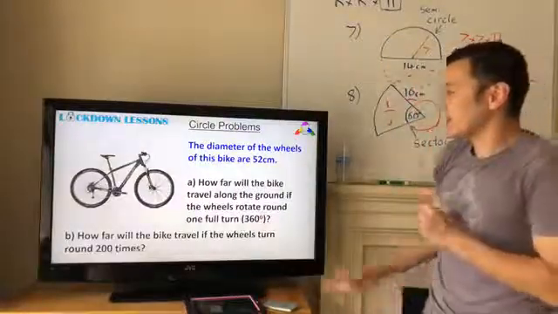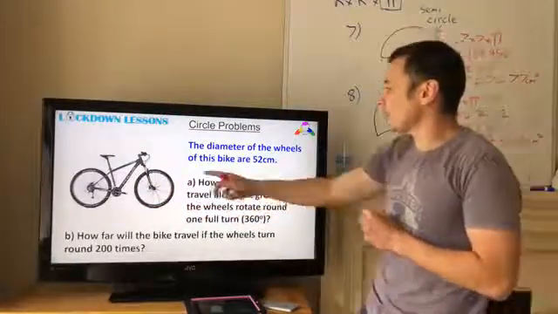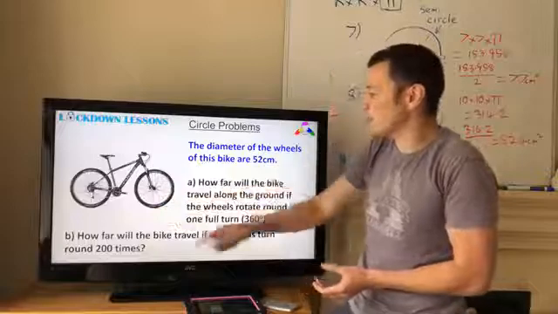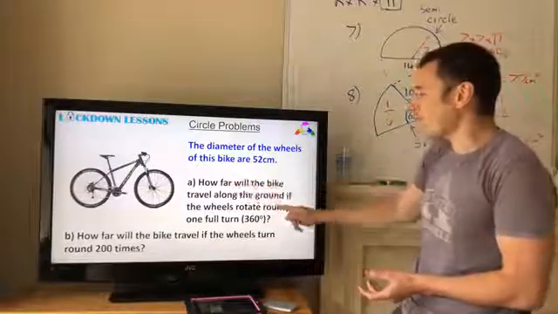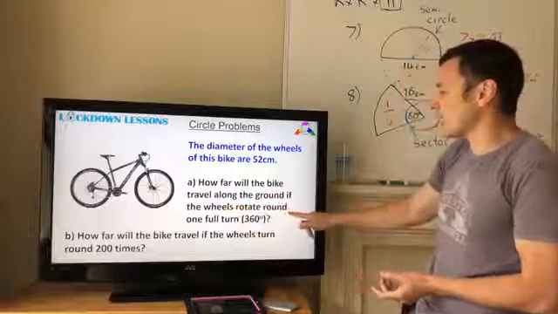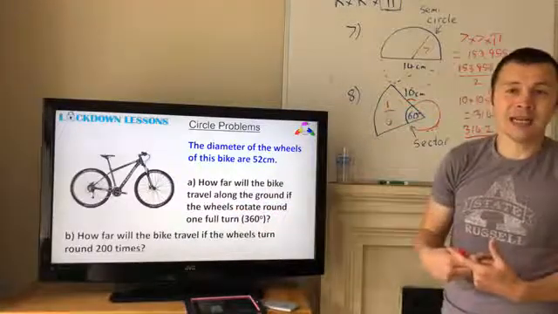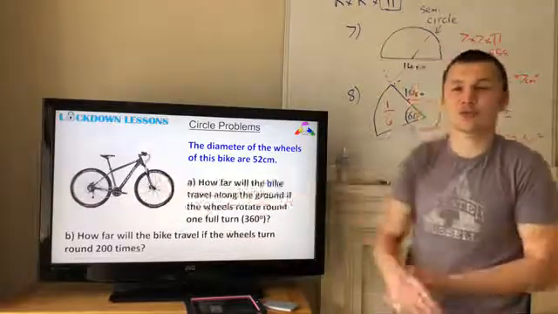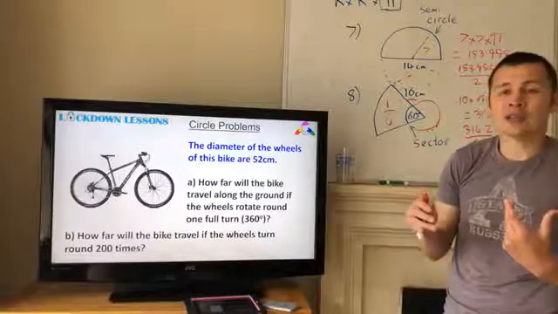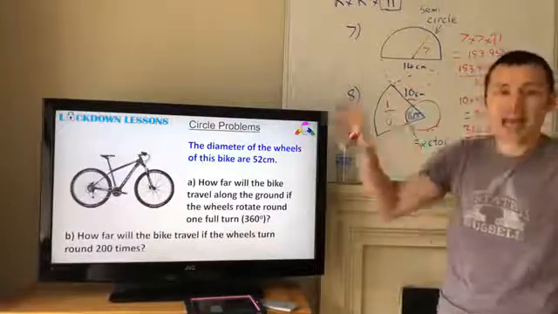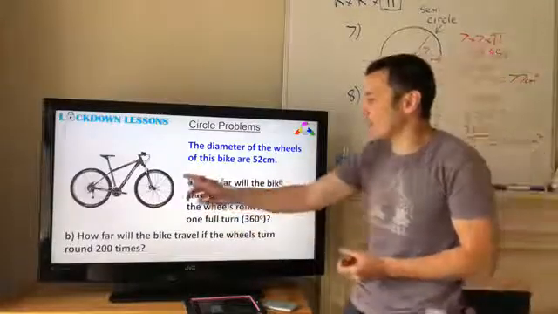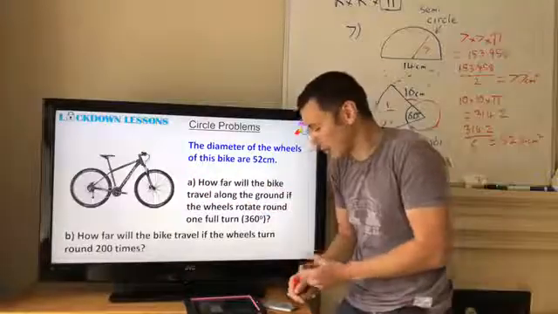So let's have a look at this first question. So it's about a bike. So here's a bike there. The diameter of the wheels on this bike are 52 centimetres. So the diameter from there to there is 52 centimetres. How far will the bike travel along the ground if the wheels rotate round one full turn? Okay? So when a wheel spins round once, that's how far it's travelled. So think about, what is this to do with the outside of the wheel or the area of the wheel? Okay, so try and calculate something for part A now. I wanted to do this problem because this is one that confuses people a lot.